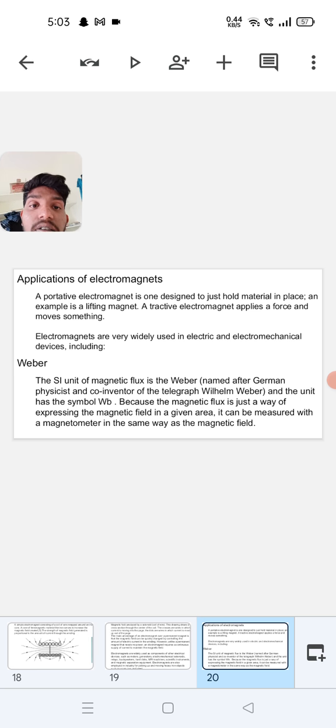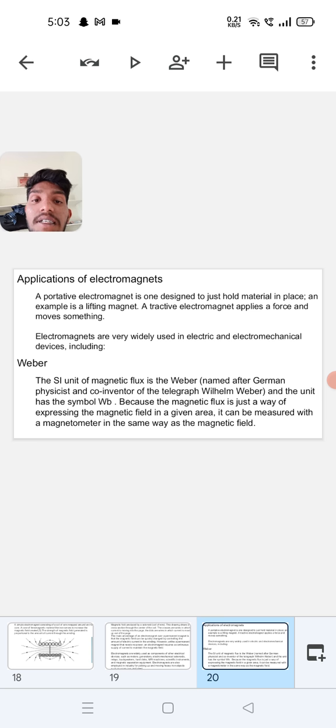A portable electromagnet is one designed to just hold material in place. An example is a lifting magnet. A tractive electromagnet applies a force and moves something. Electromagnets are very widely used in electrical and electromechanical devices. Weber.